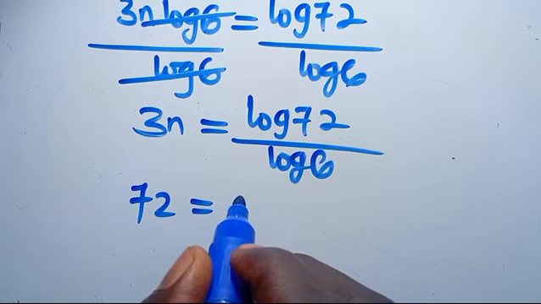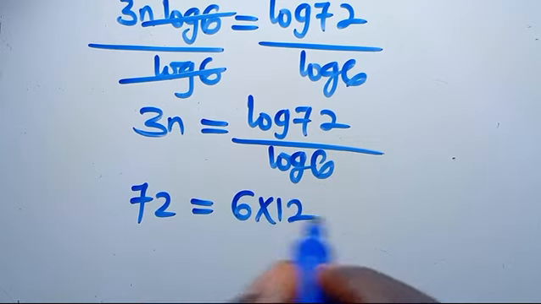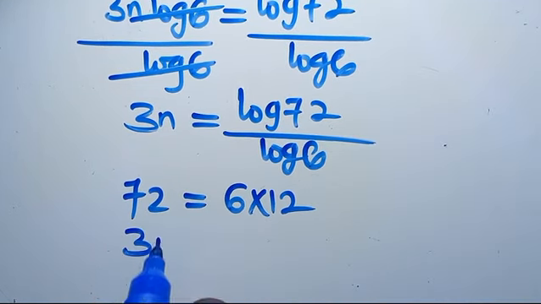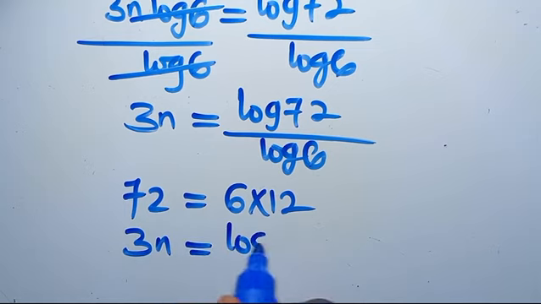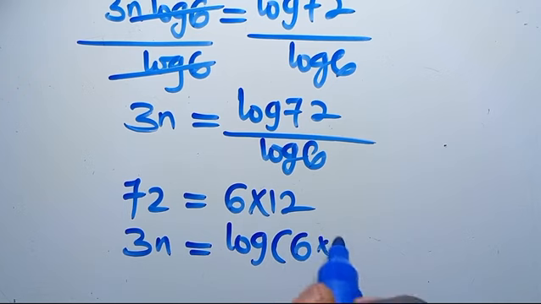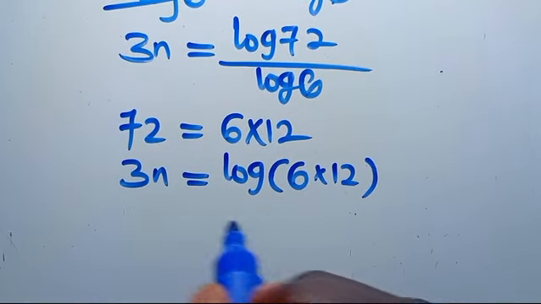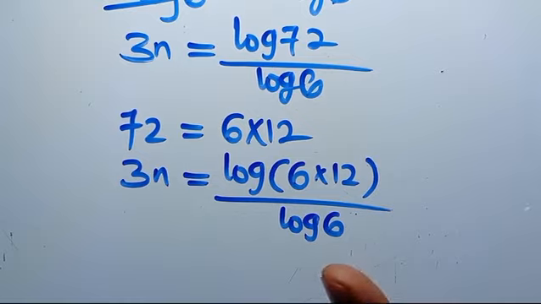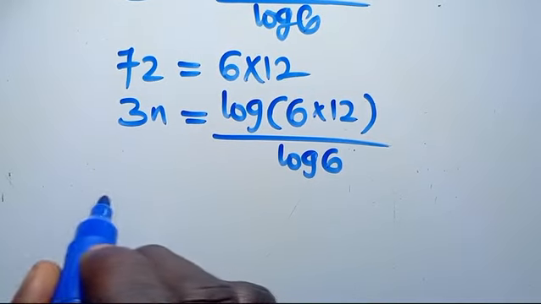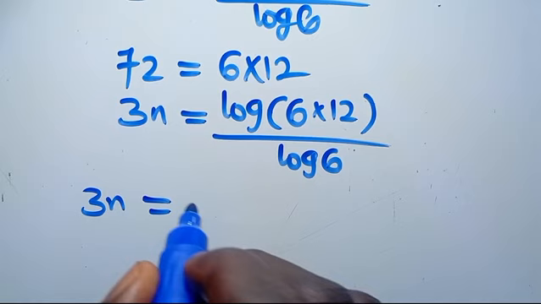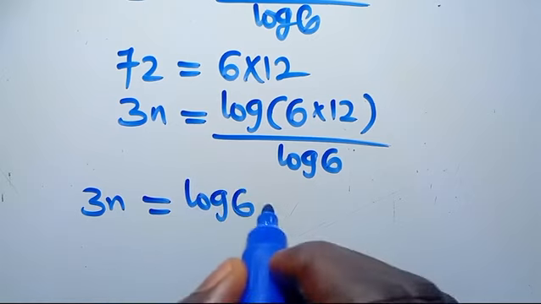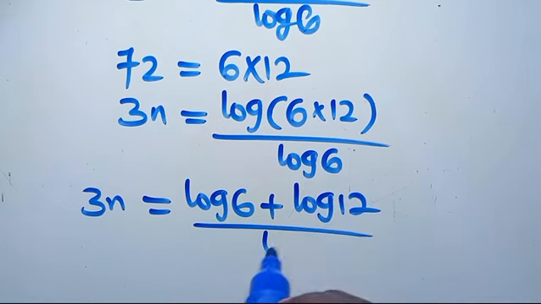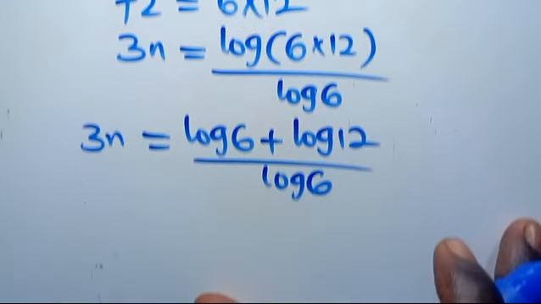Then from here we can have 72 as 6 times 12. So if we have it in the above here, we are going to have 3n equals log open parenthesis 6 times 12 over log 6. Now from here we have 3n equals log 6 plus log 12 over log 6.